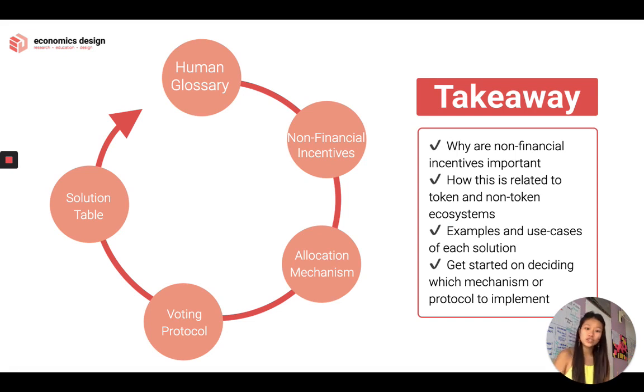So by the end of this session, you should be able to understand why non-financial incentives are important, and how this could relate to token or non-token ecosystems. So some systems like permissioned ecosystems or where you have a consortium, you probably don't need a token for your ecosystem. Maybe you're just using it as a distributed ledger or a database to account for things. That being said, there are other incentives that can be in place without tokens involved or without specific tokens involved. So we're also going to be going through some examples and use cases for each solution.